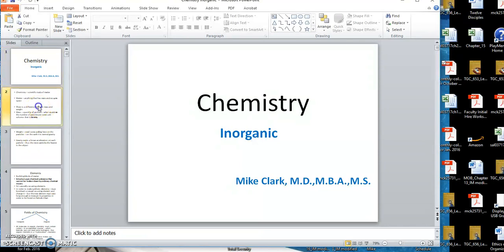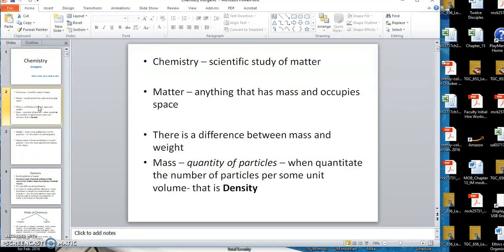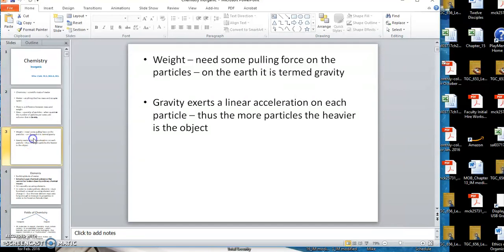Okay. First of all, chemistry is the scientific study of matter. Matter is anything that occupies space and has mass. Now, the term mass used to be used interchangeably with weight, but they are two different things. In order to have weight, you must have some pulling force like gravity. Mass is more the quantity of particles. When you have the quantity of particles per unit volume, that's the density. The more particles per unit volume, the more dense it is. So weight needs a pulling force. It could be gravity or it could be something else.